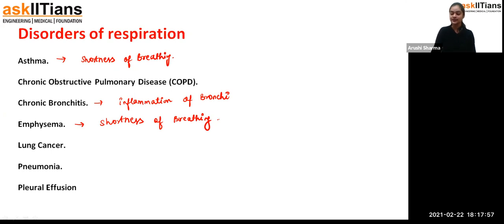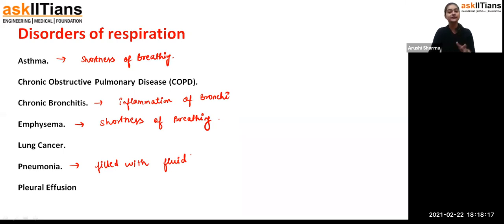Now in this case, student, what happened is that our lungs get filled with some kind of fluid. It could be some white-colored fluid, very thick in nature. And because of that, student, the inhalation and the exhalation of carbon dioxide is not proper.